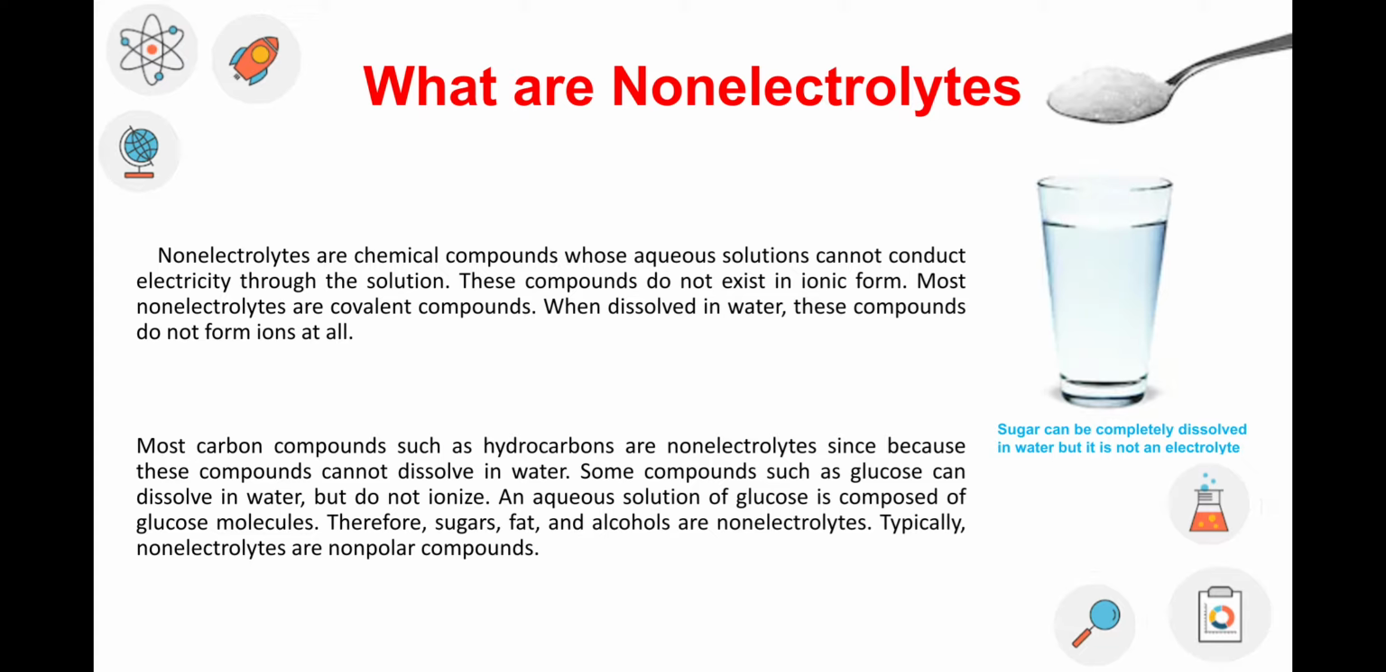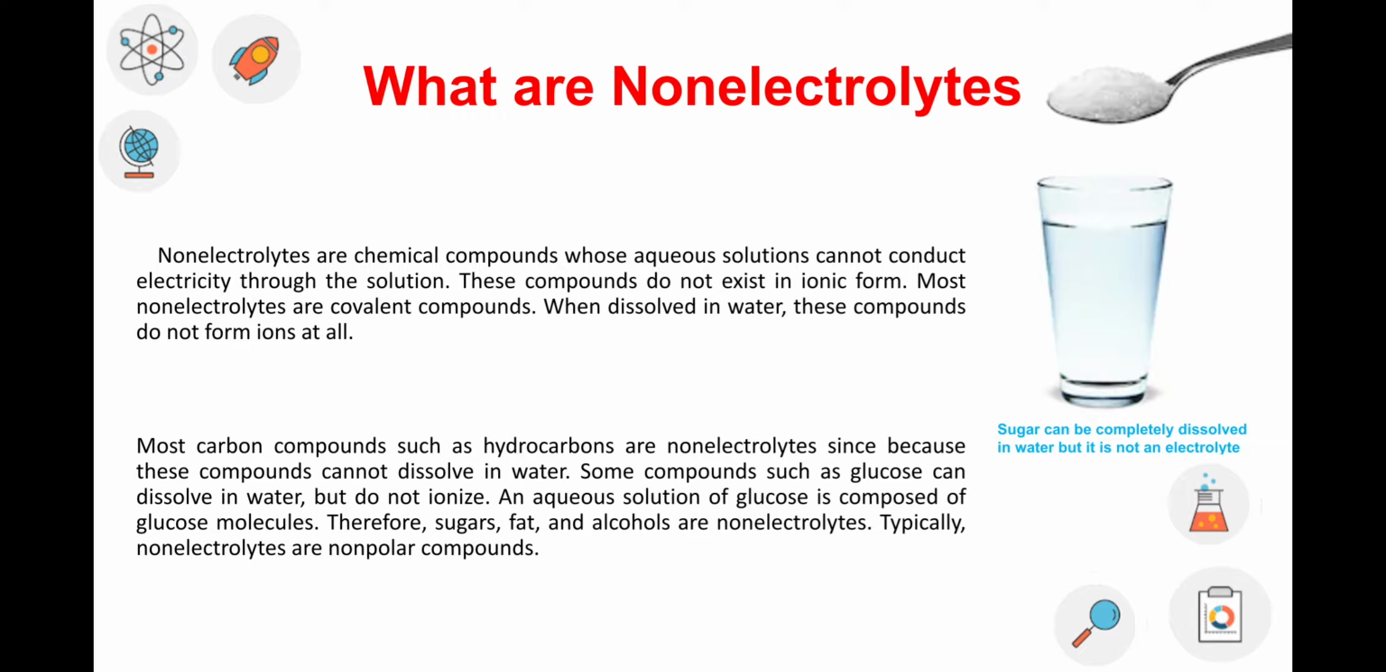So, what are non-electrolytes? Non-electrolytes are chemical compounds whose aqueous solution cannot conduct electricity through the solution. These compounds don't exist in ionic form. Most non-electrolytes are covalent compounds. When dissolved in water, these compounds do not form ions at all.